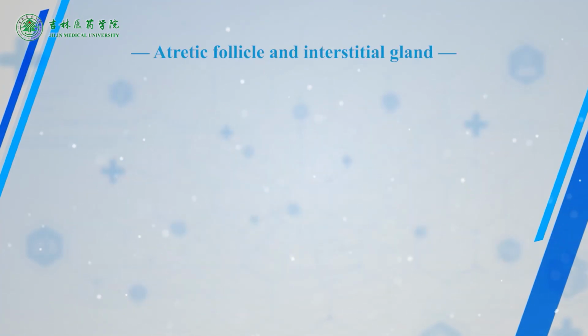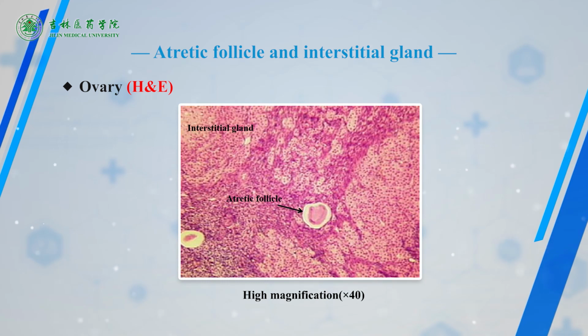The sixth slide, atretic follicle and interstitial gland. Atretic follicle can also be seen in the cortex, and it may happen at different development stages of follicles. In an atretic follicle, the oocyte with strongly eosinophilic cytoplasm degenerates and sinks. The zona pellucida becomes wrinkled and folded as a result of collapse of the follicle.